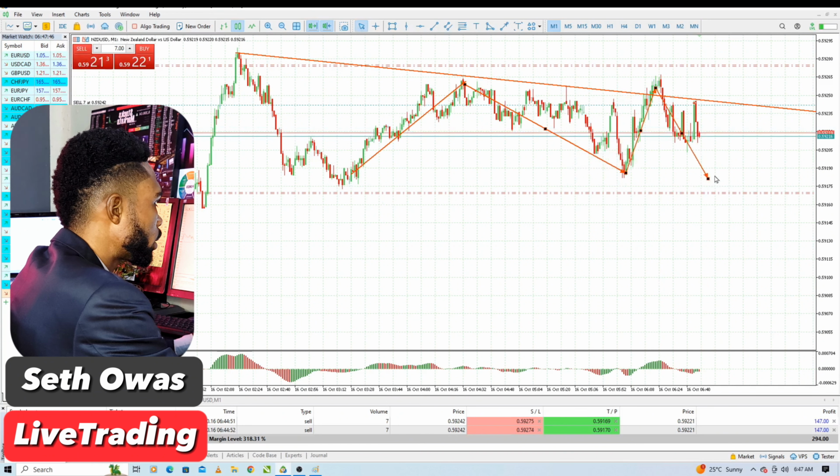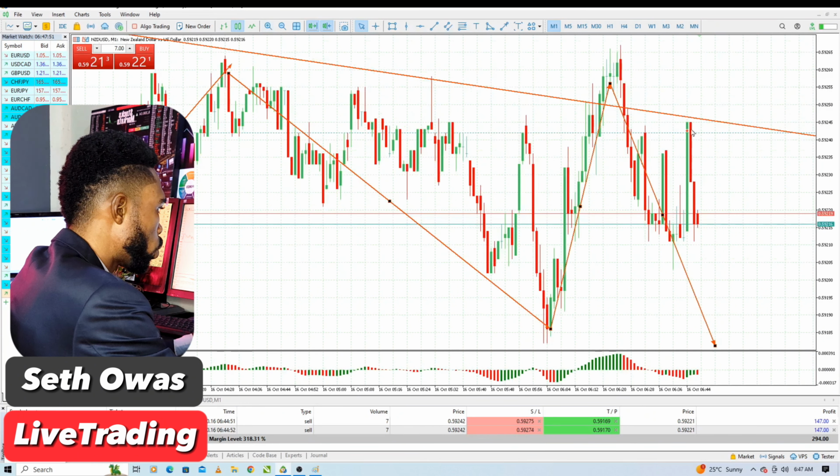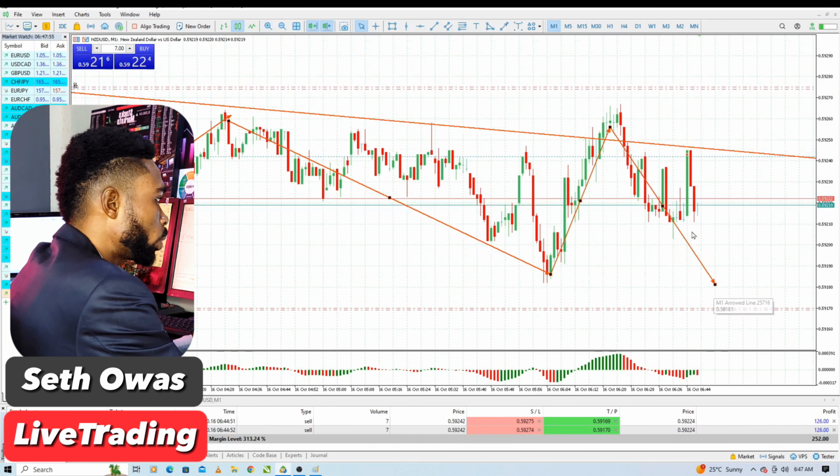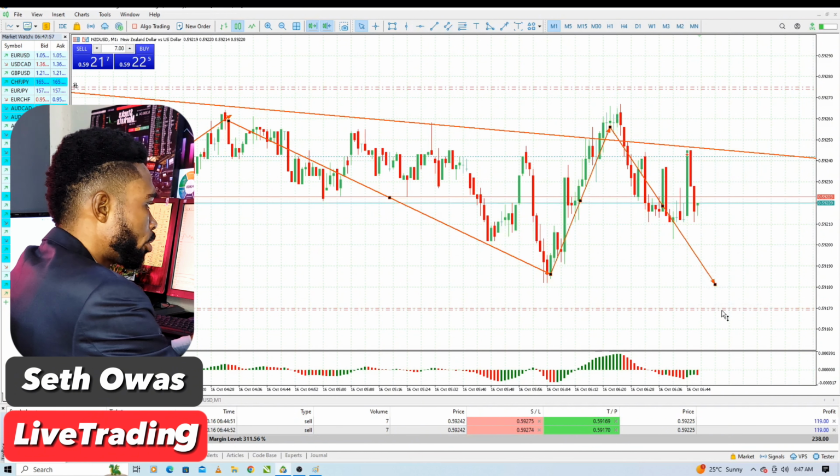So let's do it. Can you see my entry here? Let me zoom it out. We are taking it all the way down here. We are almost halfway through right now. You see, this is M1, so it's very fast. Very fast, guys.